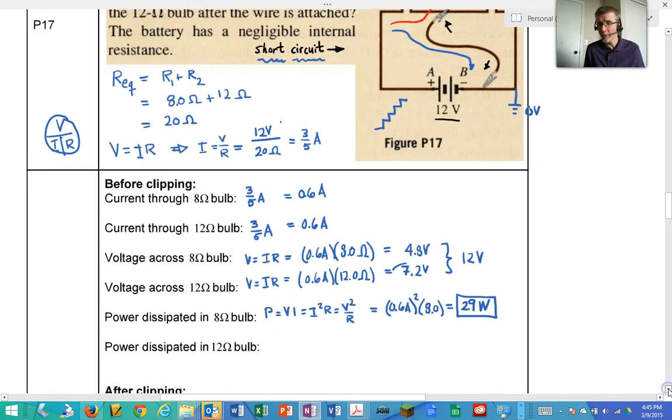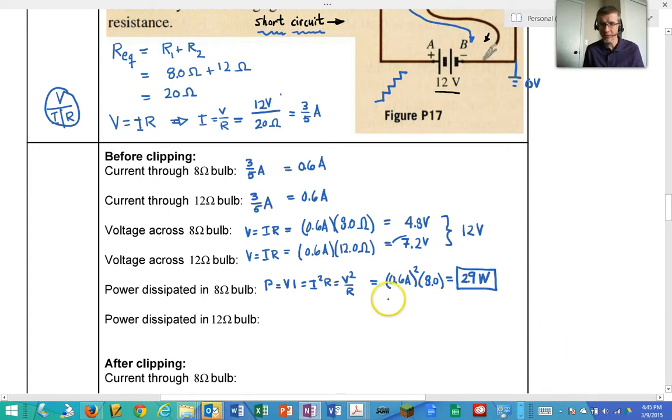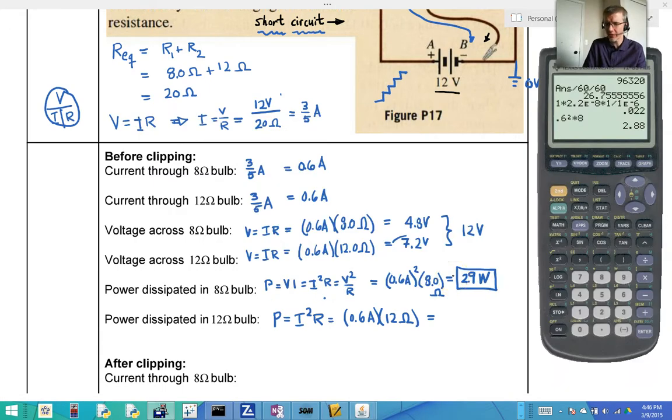more power to be dissipated in the higher resistance bulb. So again, let's do power equals I squared times R, which equals 0.6 amps. Remember, there's the same current in both bulbs, times 12 ohms. I didn't put ohms here, but these are ohms. Equals, again, double check, 0.6 squared, that's the current, times 12, 4.3, let's say 4.3 watts.